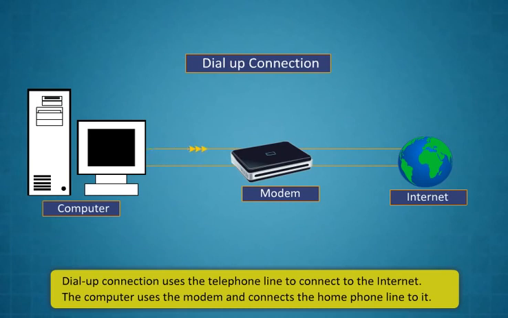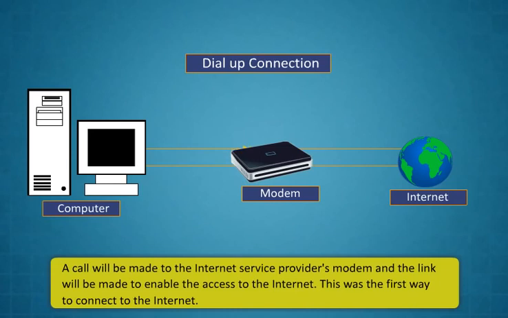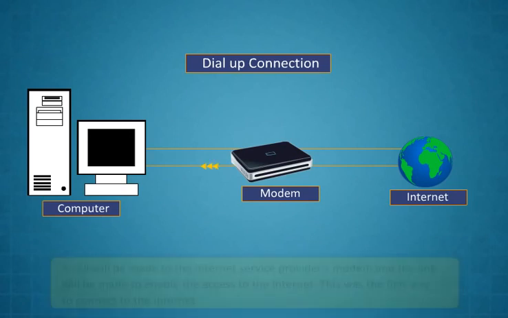The computer uses the modem and connects the home phone line to it. A call will be made to the internet service provider's modem and the link will be made to enable access to the internet. This was the first way to connect to the internet.